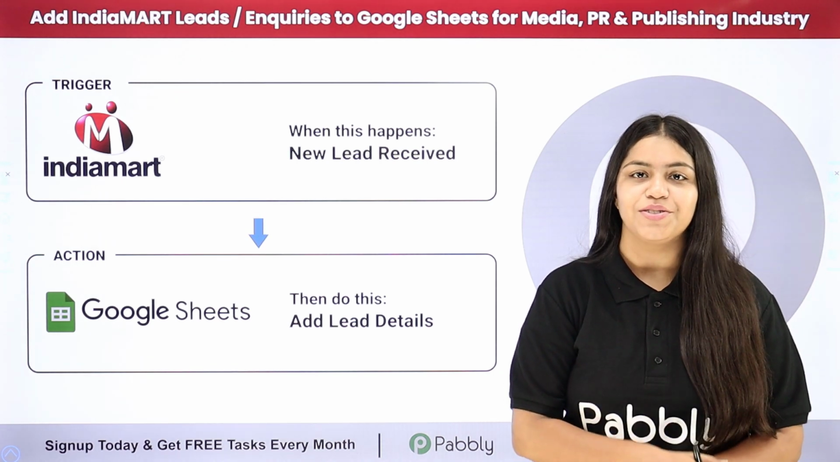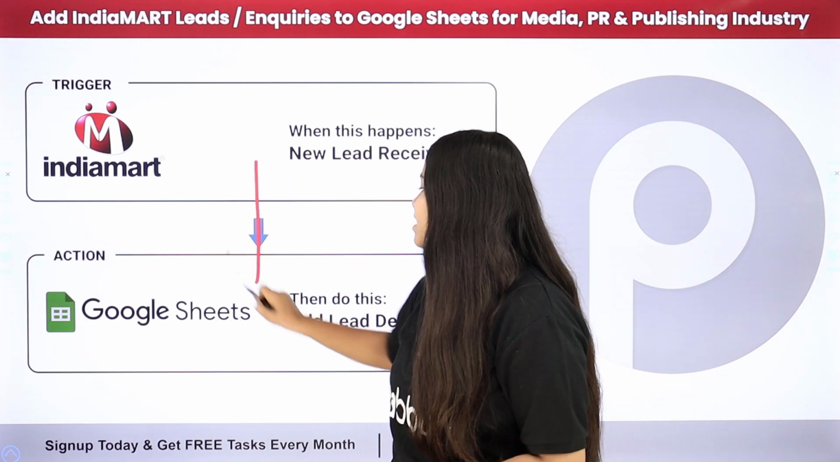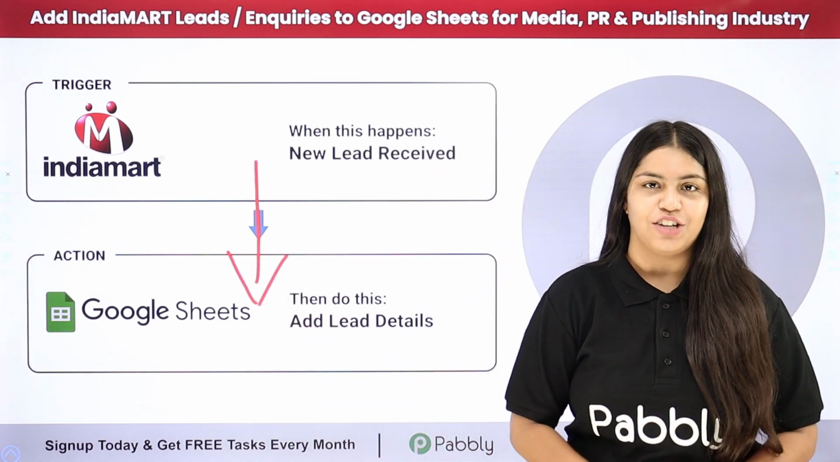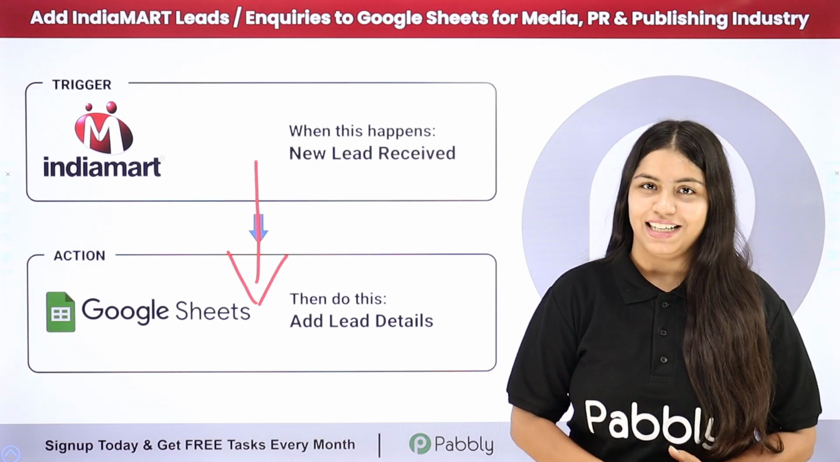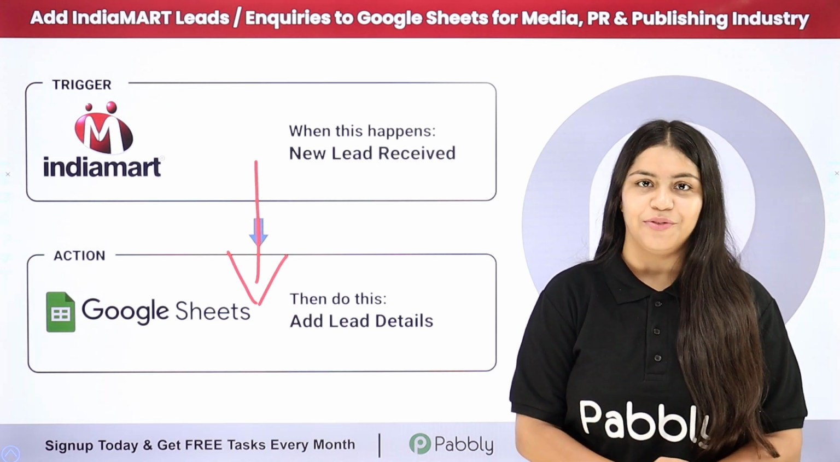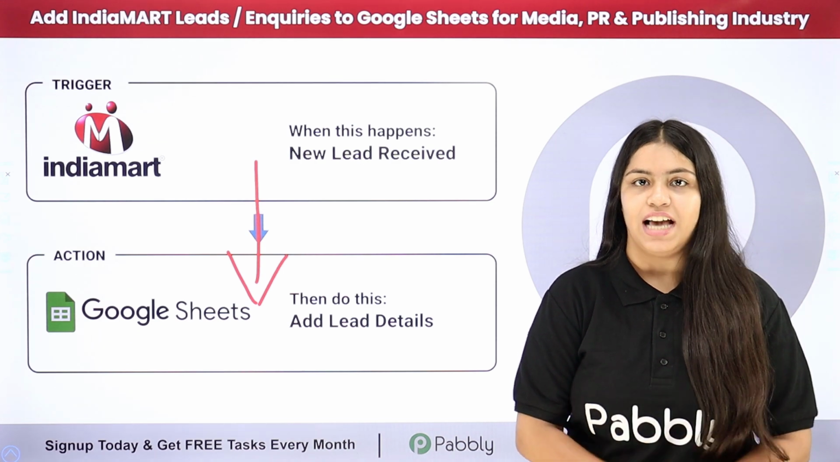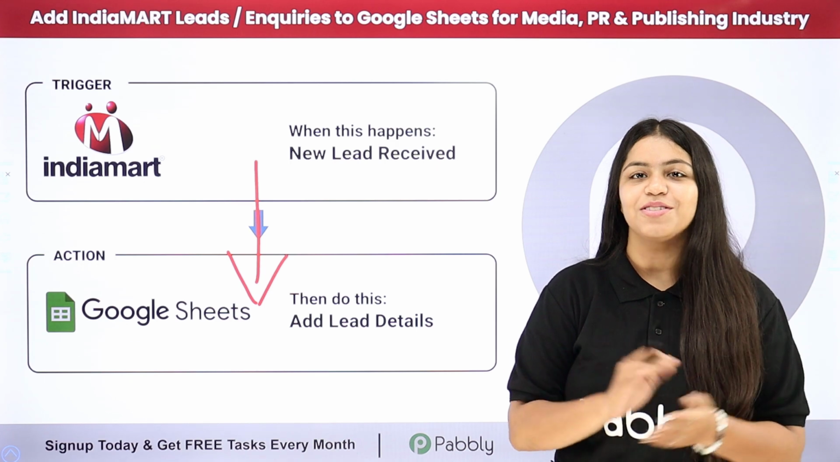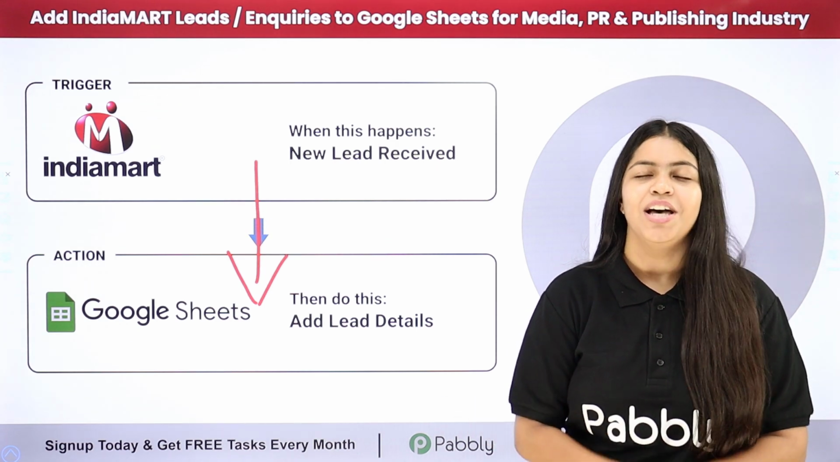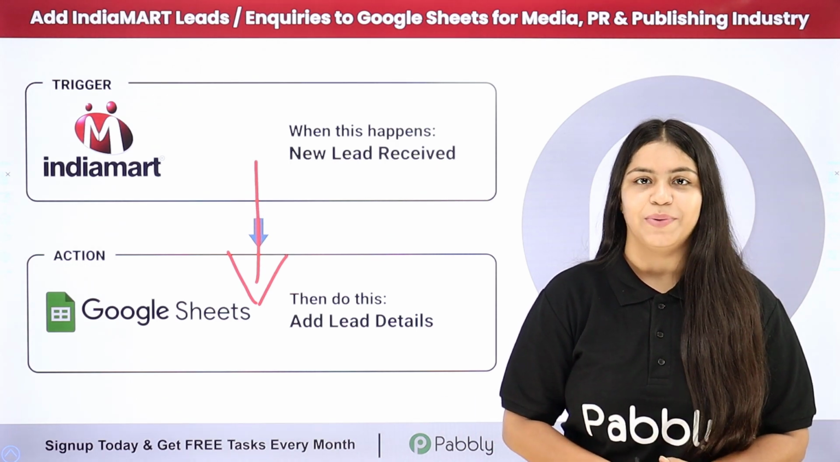So to do this, we're going to create a connection between IndiaMART and Google Sheets. To create this connection without knowing any programming or coding language, we are going to use Pabbly Connect. It is an amazing automation software. So I'm going to do all of this so that I can convert my potential clients into paying clients. So do you also wish to learn this process step by step? Then let me take you to my computer screen.